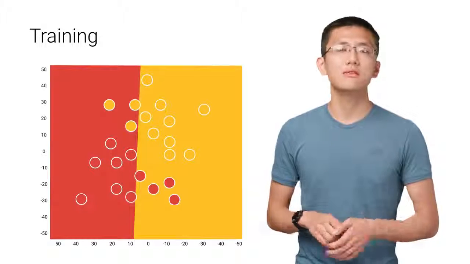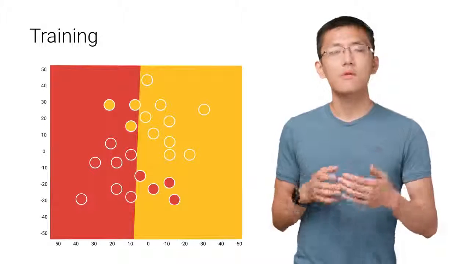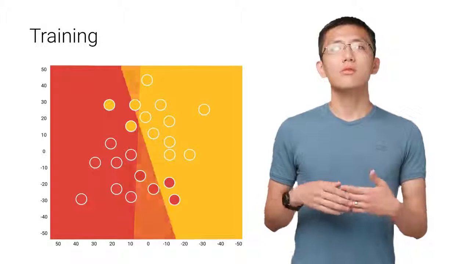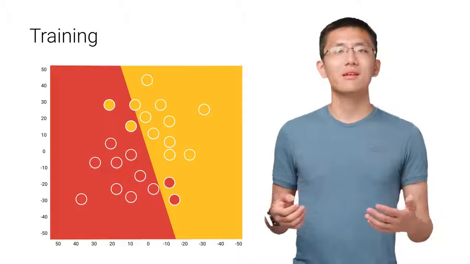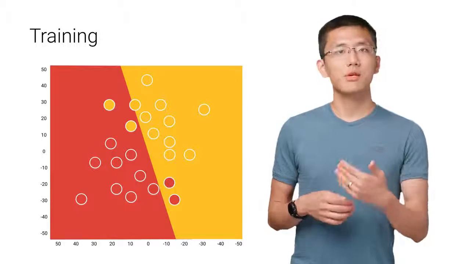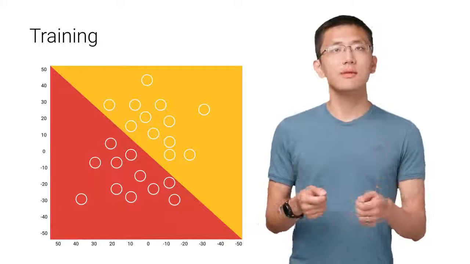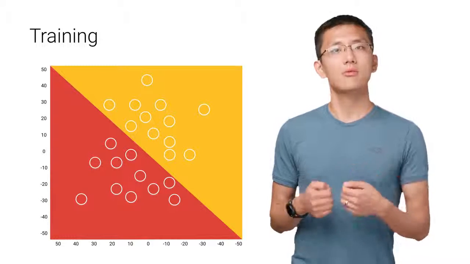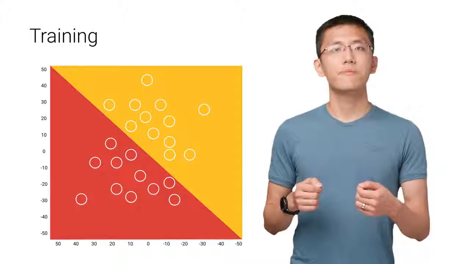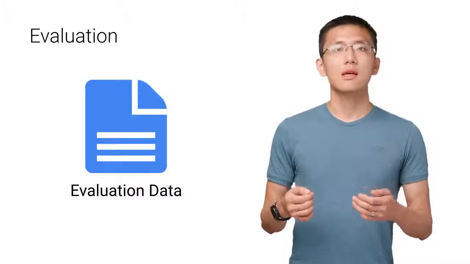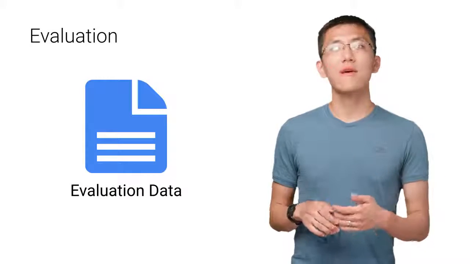So let's look at what that means more concretely for our data set. When we first start the training, it's like we drew a random line through the data. Then, as each step of the training progresses, the line moves step by step, closer to the ideal separation of the wine and beer. Once training is complete, it's time to see if the model is any good, using evaluation.